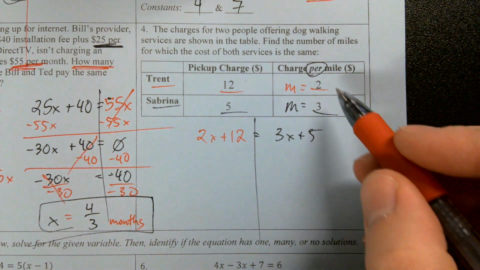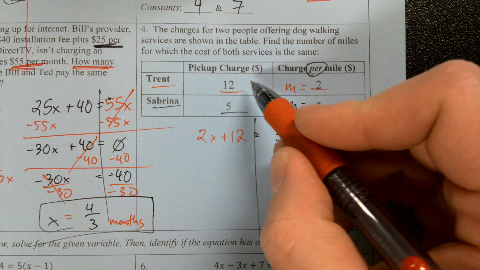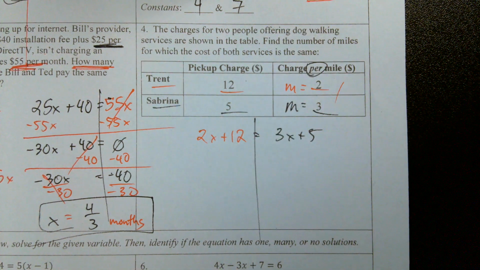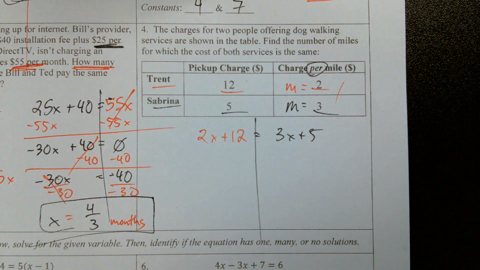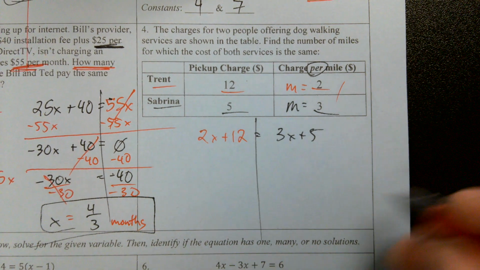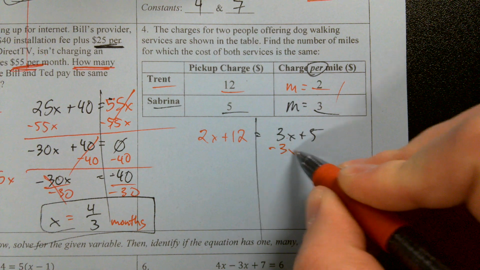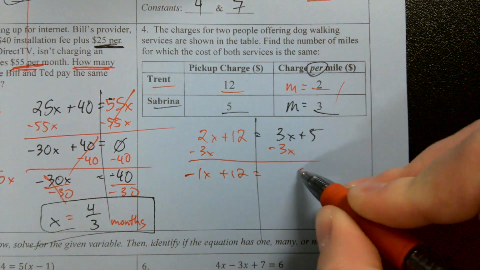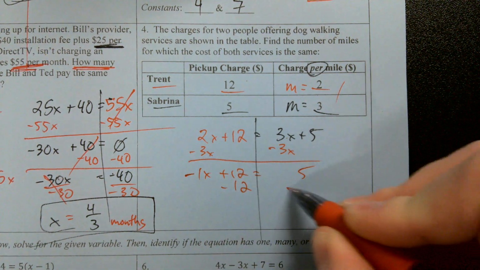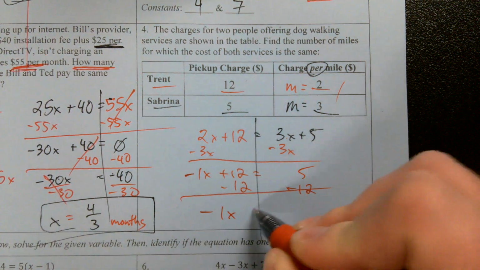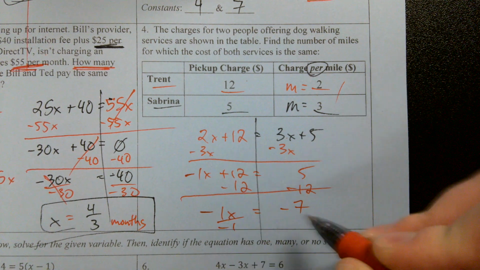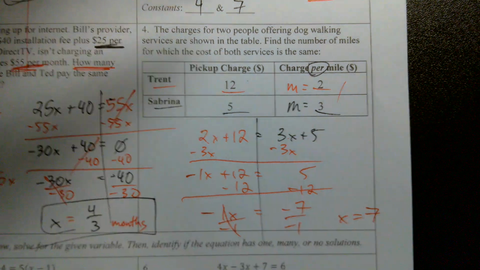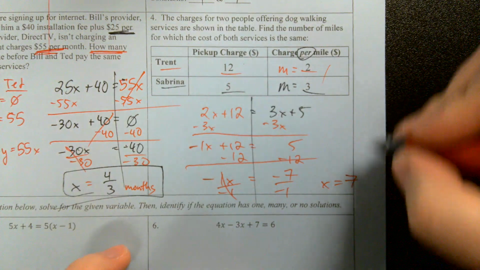It's really easy for you to do something like 2x plus 3 equals 12x plus 5. You got to understand which direction the table's going, because it might be flipped tomorrow, I don't know. Bring my variable term to the left. Bring my constant term to the right. Negative 1x equals negative 7. Divide by negative 1. X equals 7, what? 7 dogs? 7 miles, that's right.